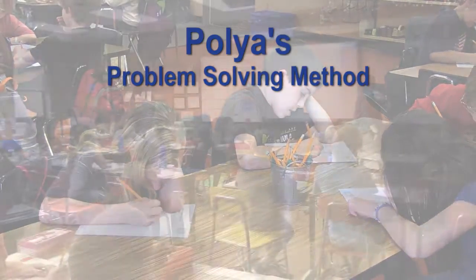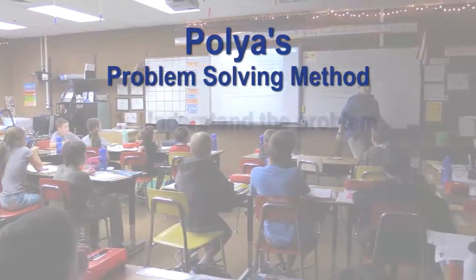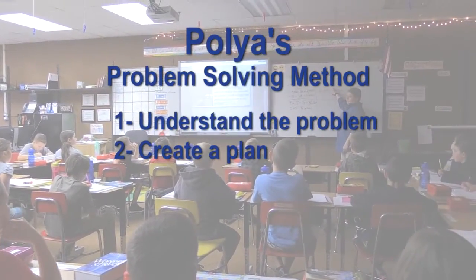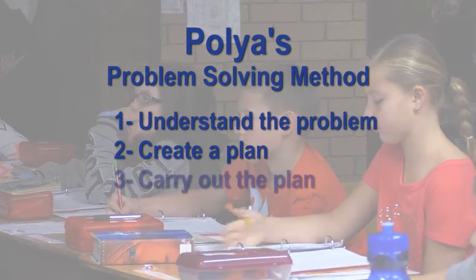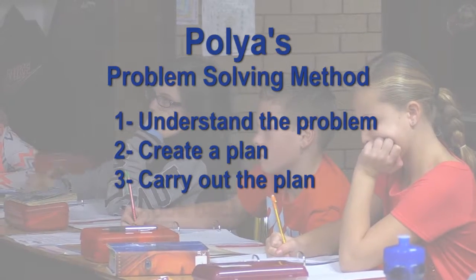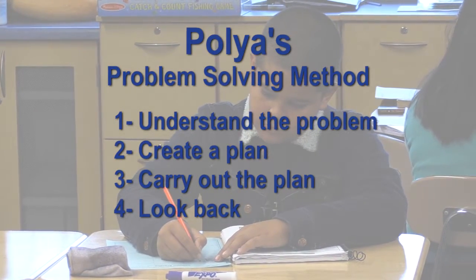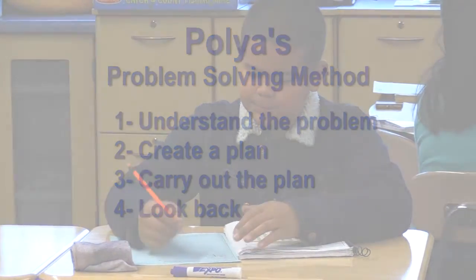To review, these steps are: number 1, understand the problem. Number 2, devise the plan. Number 3, carry out the plan. Number 4, look back. Let's use our problem-solving steps as we solve our first problem.